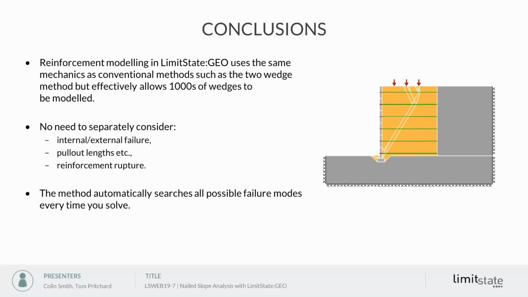So, in conclusion, reinforcement modeling in LimitState GEO uses the same mechanics as conventional methods, such as a two-wedge method. All the equations and mechanics are essentially the same, but they're set up in such a way that we can model thousands of wedges in order to capture the most critical mechanism, and with no need to identify internal or external failure in this type of analysis. It's all handled inherently by that interaction model, how the engineered element interacts with the soil.